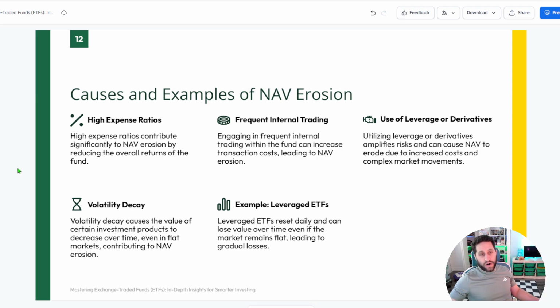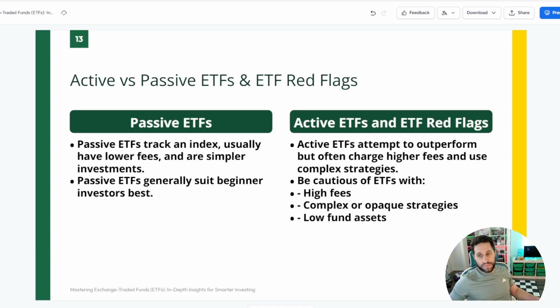The causes are a high expense ratio, because obviously they're taking money from you, frequent internal trading, and the use of leverage. An example would be a leveraged ETF, which resets daily and can lose value over time even if the market remains flat. So I want you to understand NAV erosion. It's quite confusing, but it's essentially when the value of your stock is diminishing without increasing in value.